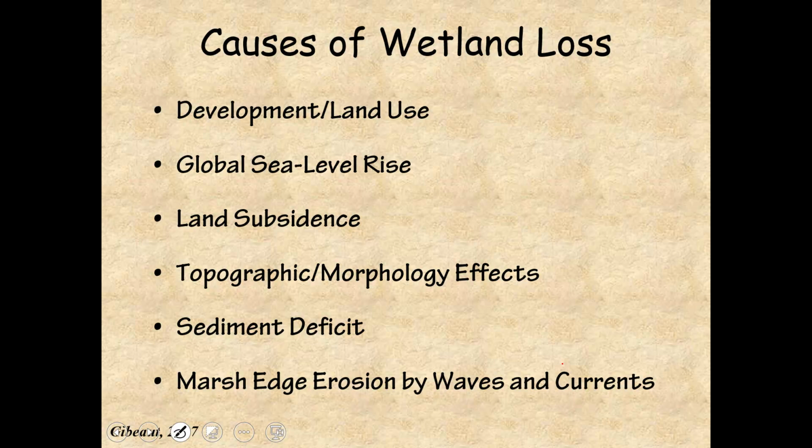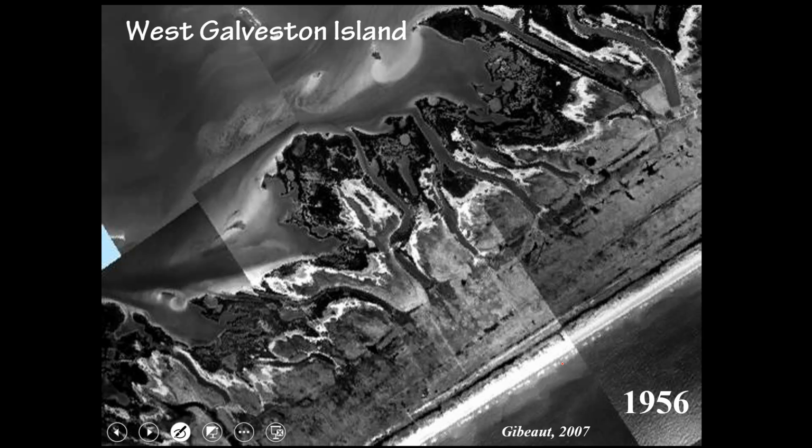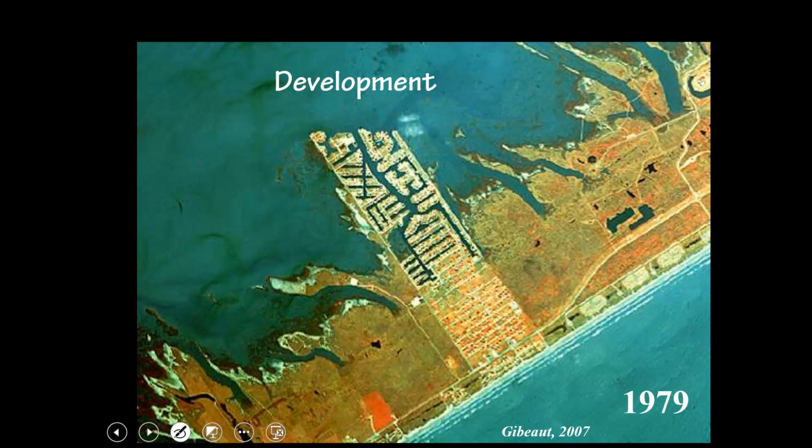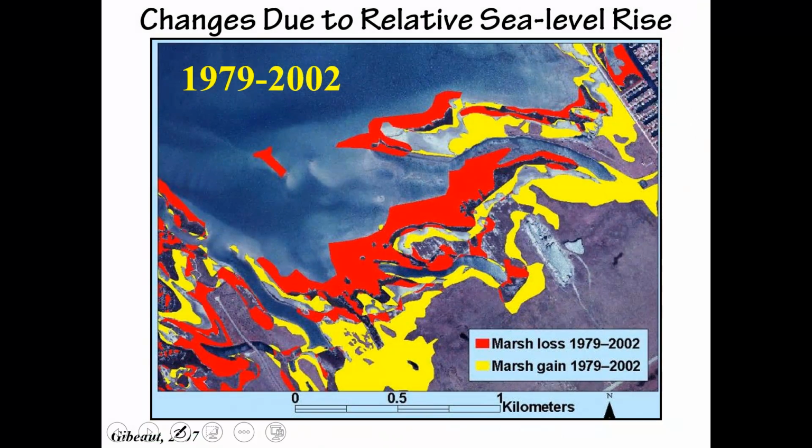In some cases we're developing over them. In some cases they're being flooded by sea level rise or land subsidence, sediment deficit, marsh erosion by waves. Okay. Here we have Galveston Island with the marshes out here before, let's say, 1956, and here we have them today. I mean, we've lost a lot, both due to erosion and development. Okay. This is the amount that was lost in red versus the amount gained.